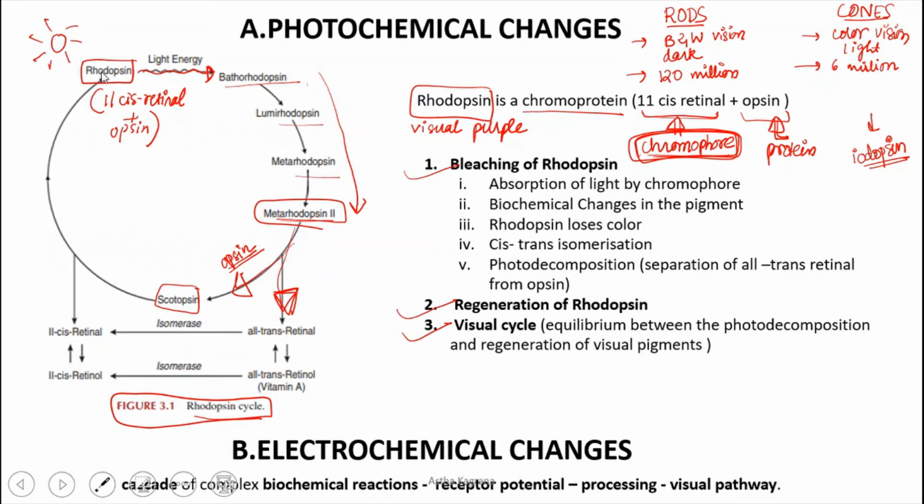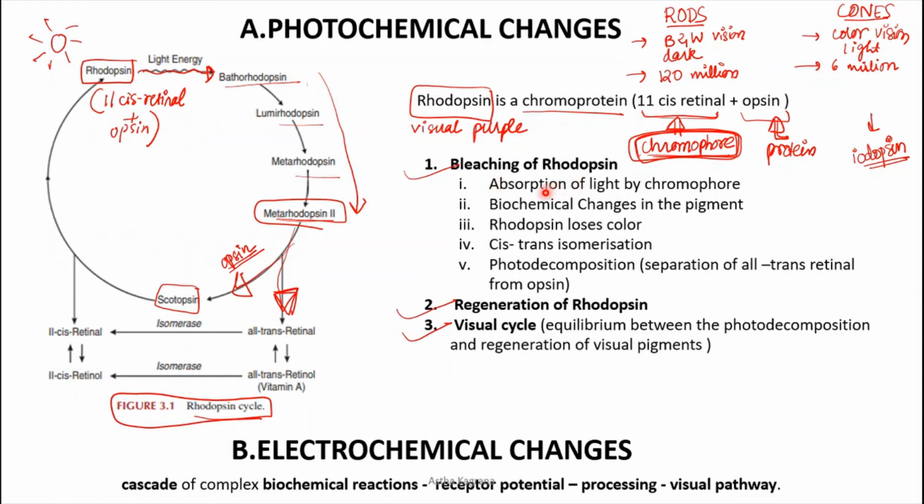So first thing is absorption of light by the chromophore, that is your 11 cis retinal. Then biochemical changes occur in this pigment. After that, rhodopsin loses color. Due to various biochemical changes which are occurring, the rhodopsin will lose its color. And this particular step or process is known as bleaching of rhodopsin.